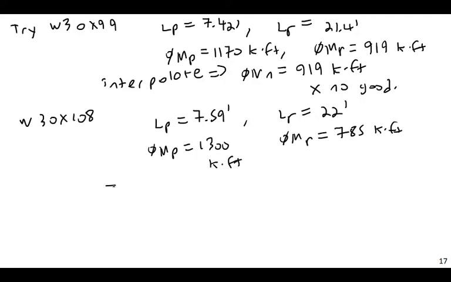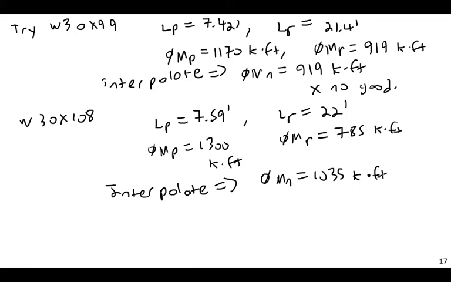And this time when I interpolate, I get something good. I get that phi MN is equal to 1,035 kip feet. And this will be good.